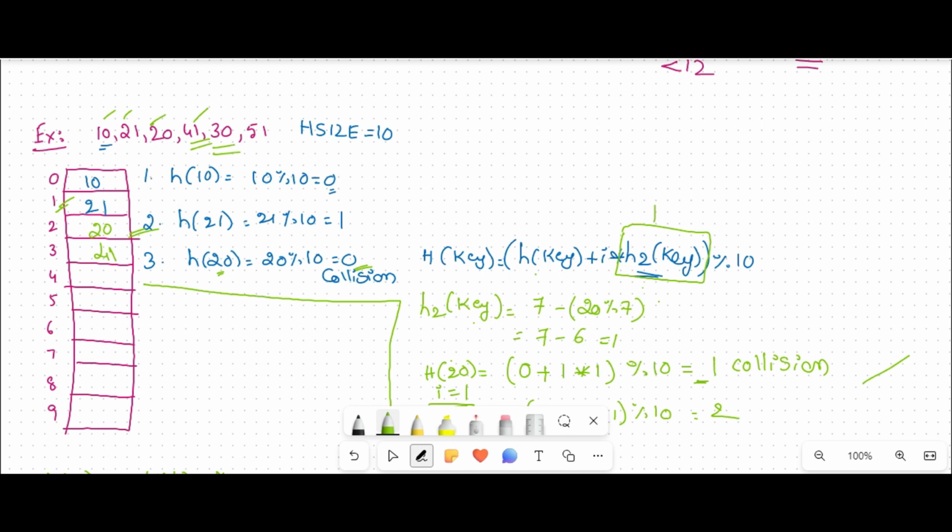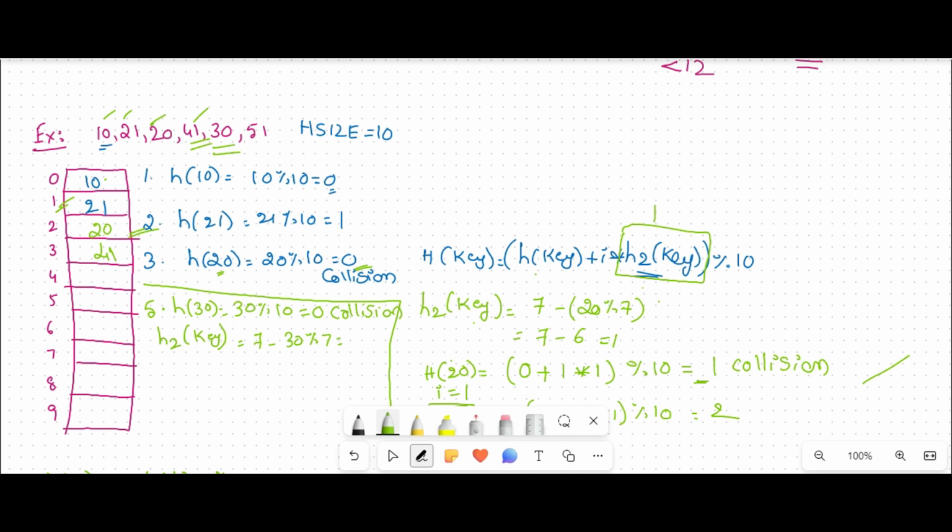So the next element is 30. 30 means the fifth element. Small h of 30 equal to 30 modulus 10, which is equal to 0. The 0th bucket is full. So what happens here? Collision occurred. Then hash 2 of key you have to calculate. That means hash 2 of 30 equal to 7 minus 30 modulus 7, 7 3s are 21.